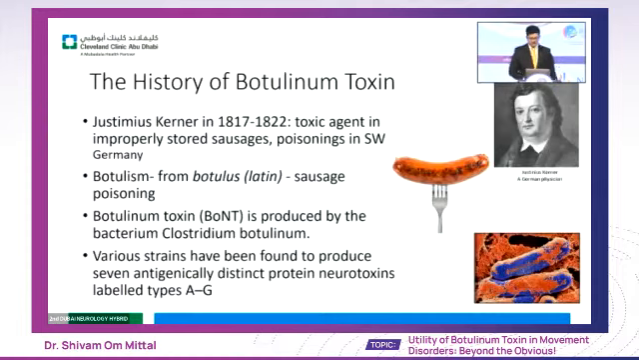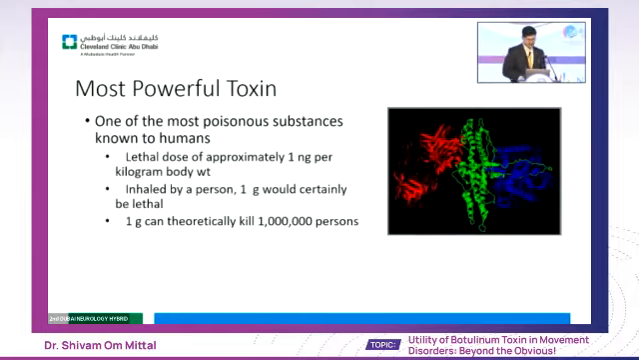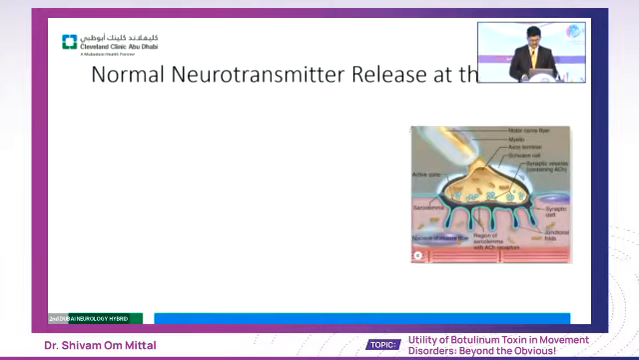So botulinum toxin was initially discovered when there was sausage poisoning in Germany, and that time we discovered this is a toxin which is released by Clostridium bacteria, and this is a very toxic material and very lethal dose. Its lethal dose is 1 nanogram per kilogram. It is the most poisonous substance known to mankind.